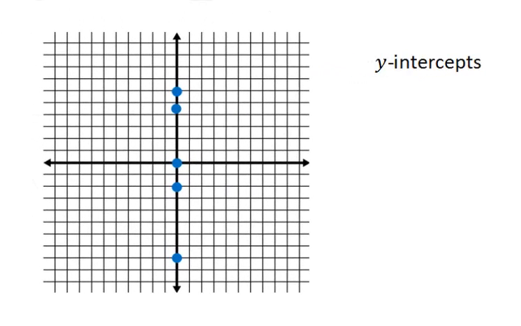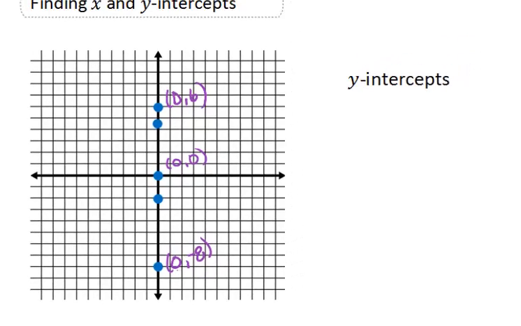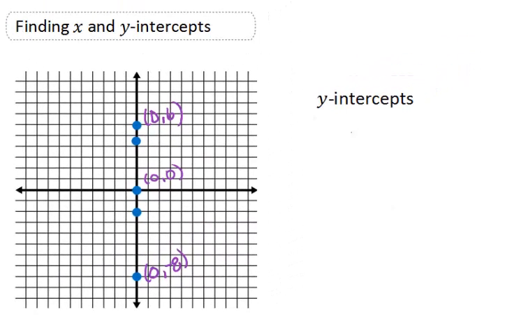Hopefully you noticed that all of the x values are 0. If I start with my origin, of course the x value is 0 there. This ordered pair down here is 0, negative 8. This ordered pair up here is 0, 6. And all the rest of them are going to have 0 as the x-coordinate. So to figure out what our y-coordinate is, we let the x-coordinate be 0, and we solve for our y value.